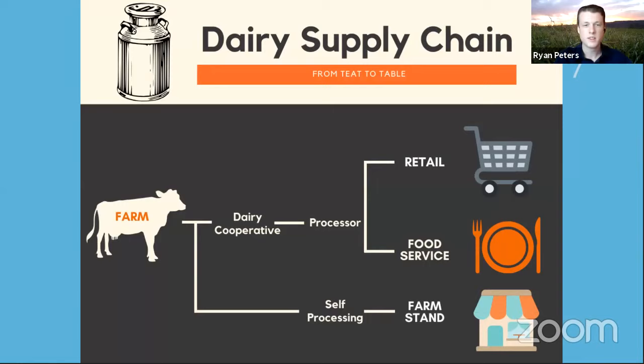With that market gone, demand has increased at both retail and farm stands. However, processing plants can't quickly change to making these retail products, and farms can't quickly build new processing facilities. So many processing facilities are closing down. With this bottleneck in processing, many dairy cooperatives and farmers have been unable to sell a lot of their milk, leaving no choice but to dump it.